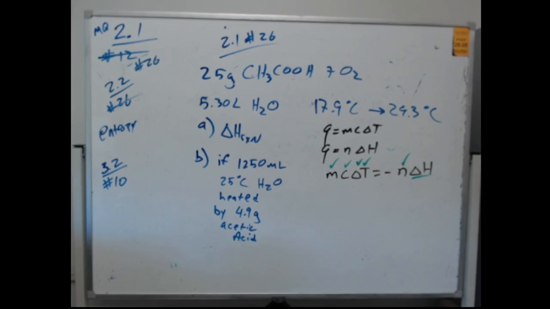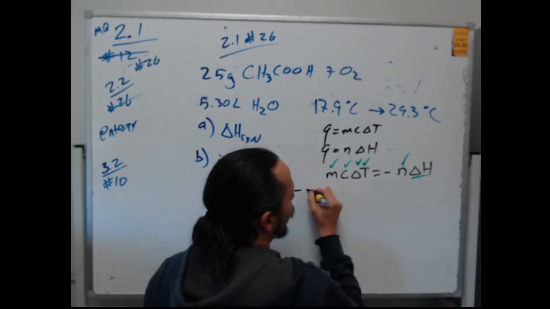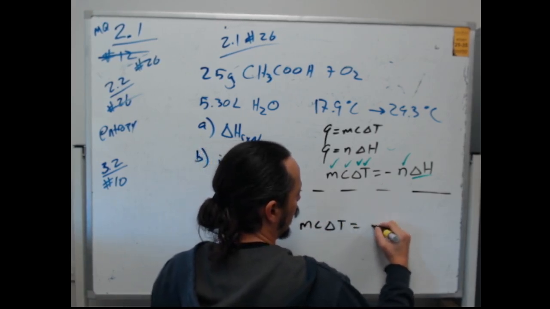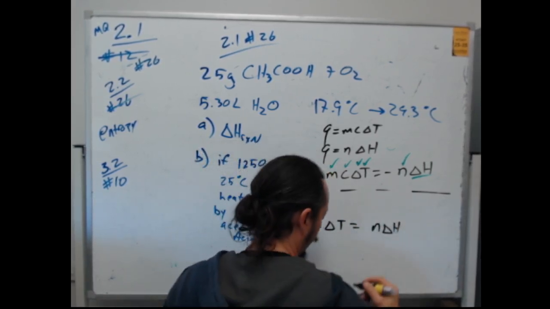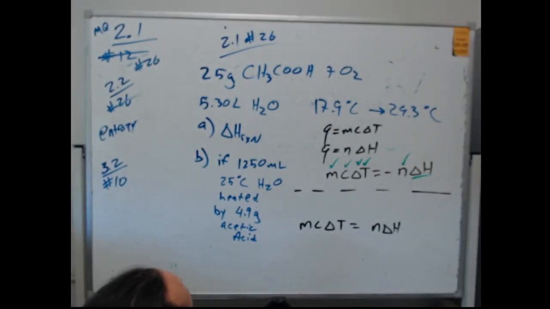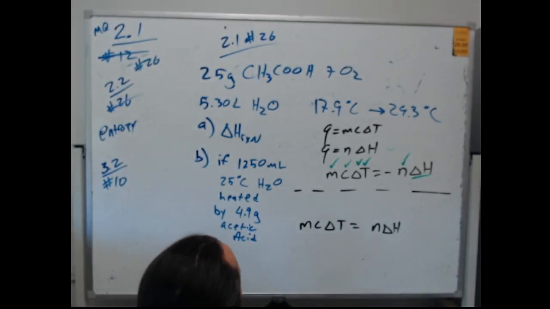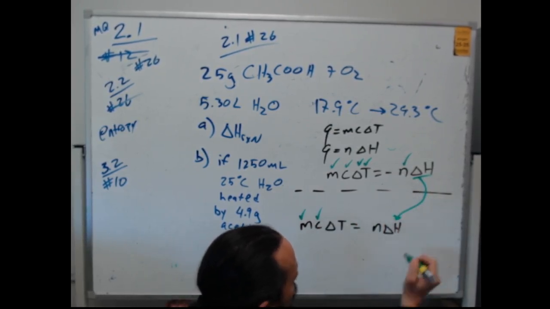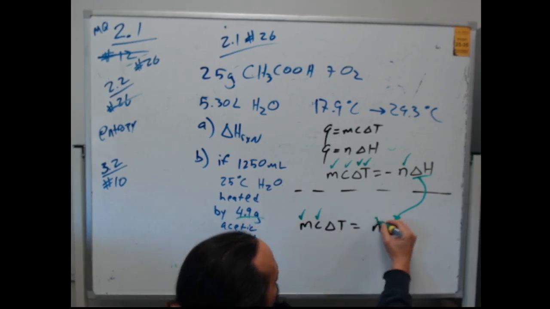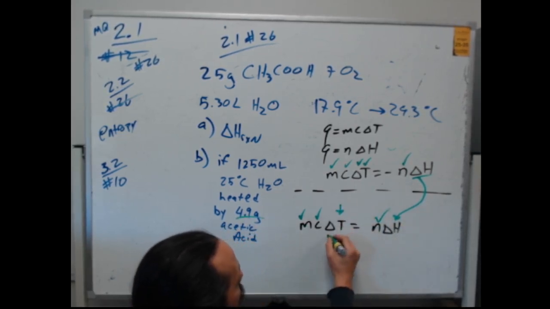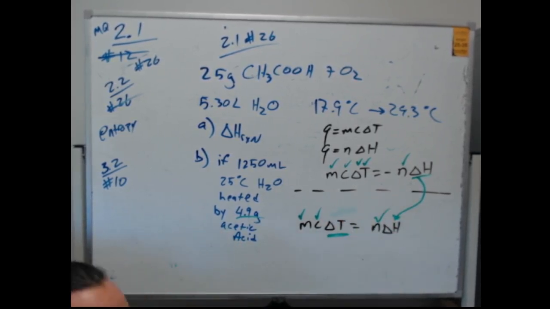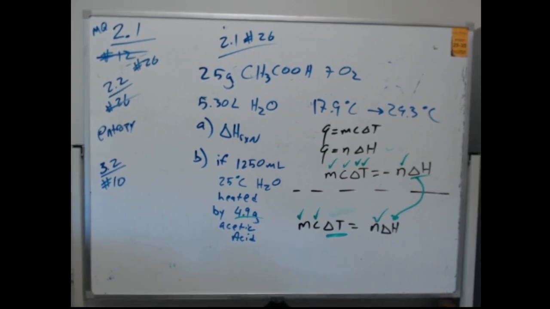So in number 2, it's actually going to be the exact same thing. We're going to have an MC delta T equals an N delta H. Where in this situation, we know the water, we know the heat capacity. We know the delta H from before. We've got the N. The delta T becomes the thing that we don't know. So it's actually doing the same problem twice and just changing what our unknown is.